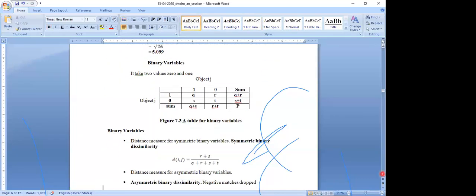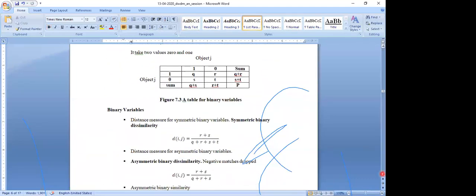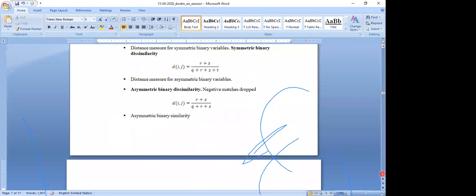Next, in order to calculate the distance measure of binary variables, for both the symmetric and asymmetric, the formula is given here. For the symmetric binary variables, it is (R plus S) divided by (Q plus R plus S plus T). This is for your symmetric binary variables. Already we have discussed that in your table.